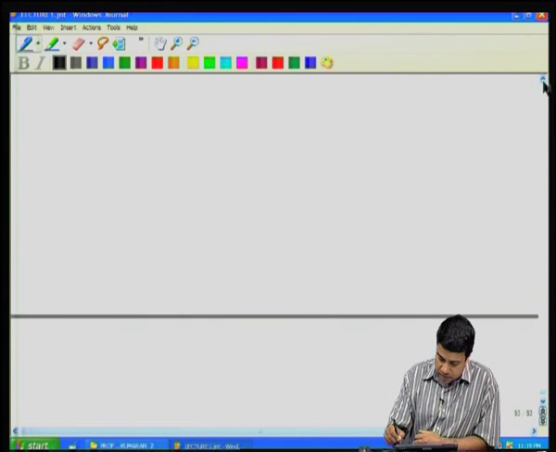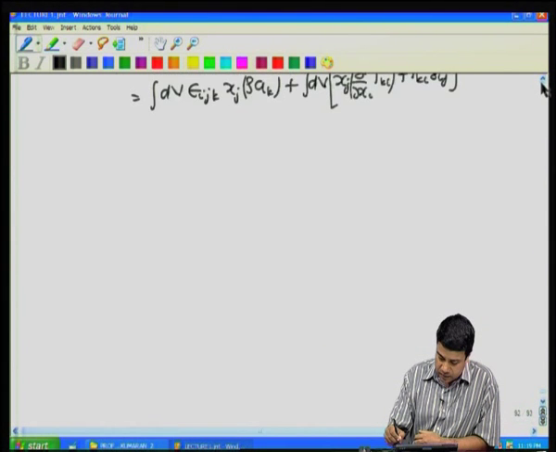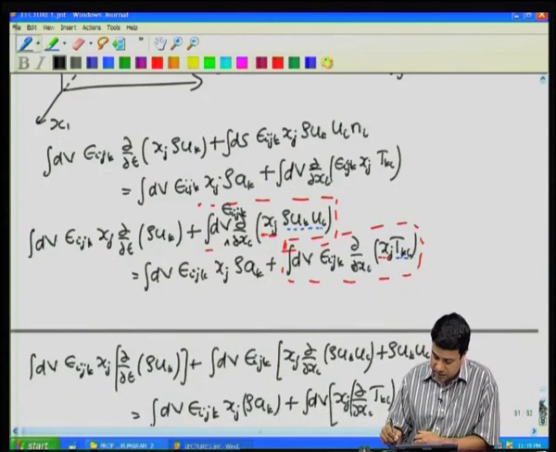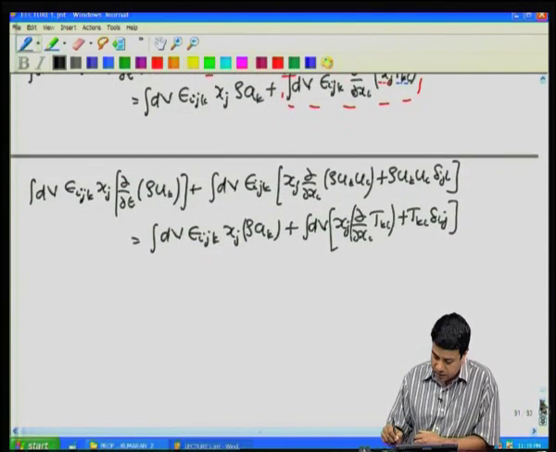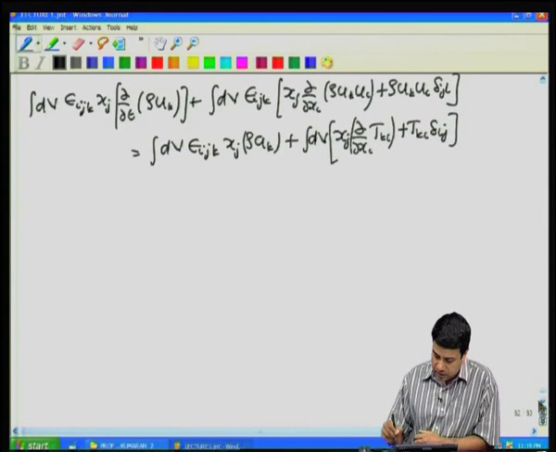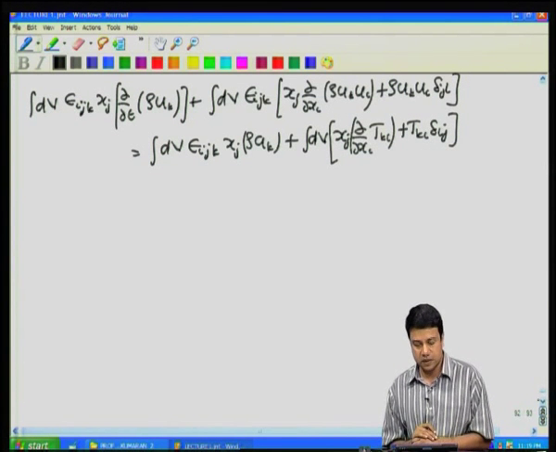Now, this also has to be true for each and every differential volume. That means that this expression has to be satisfied at each point within the fluid.